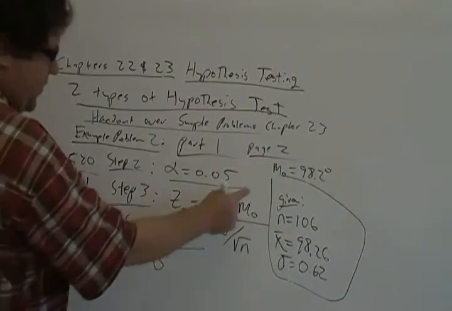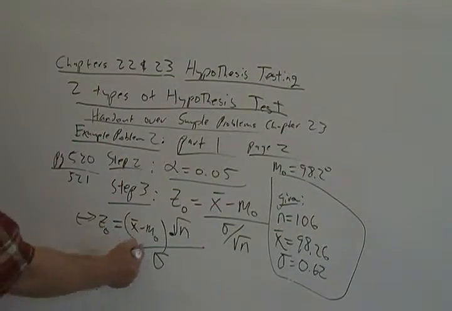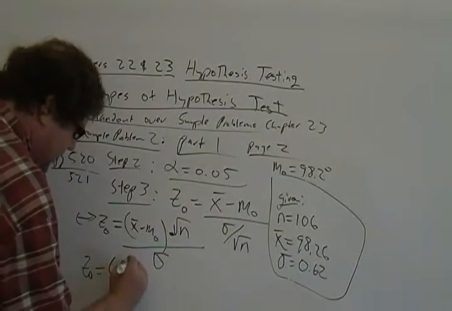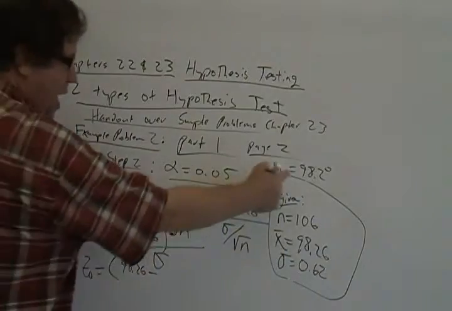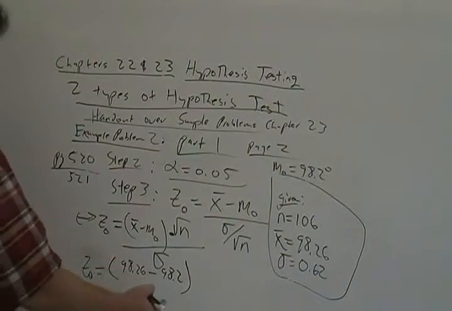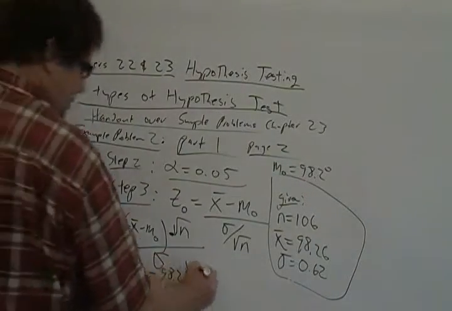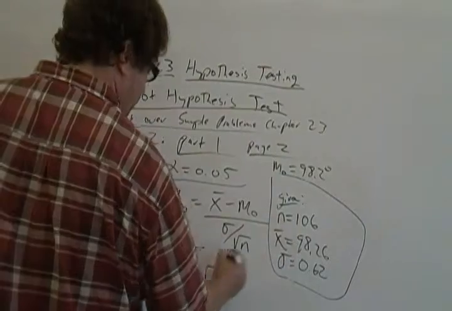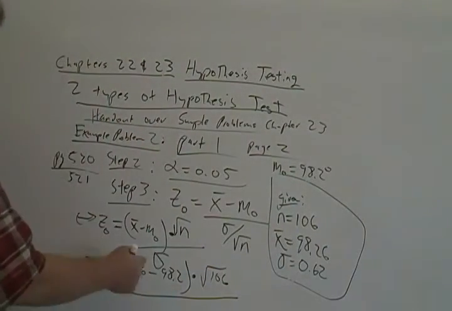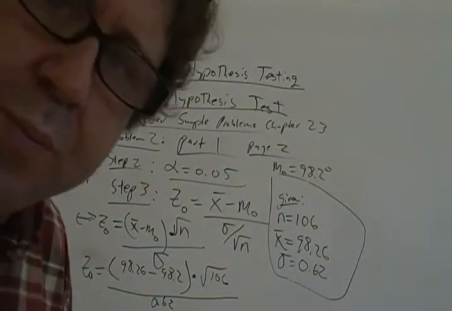So, plugging in all these values, mu naught, X bar, N, and sigma, I get that the sample statistic is, parentheses, X bar is 98.26, minus the mu naught, which is 98.2. Make sure you put that all in parentheses. Then go times the square root of the sample size, so it would be the square root of 106, and all of that is divided by the standard deviation, 0.62.